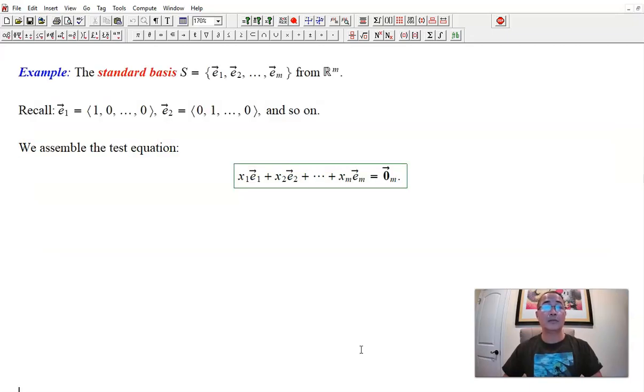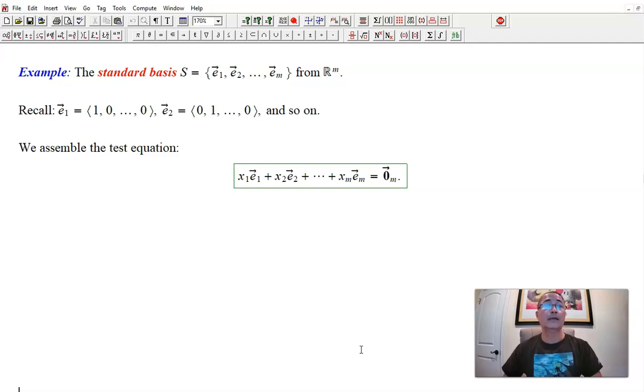I hope you remember that in section 1.6, we studied these homogeneous systems of equations. And now we see why they are important. So let's start off with the standard basis set of vectors, which comprise e1, e2 through en, and they are from Rm. If you recall, e1 is the vector where the first component is 1 and everything else is 0. Similarly, e2 is 0 everywhere except for the second component.